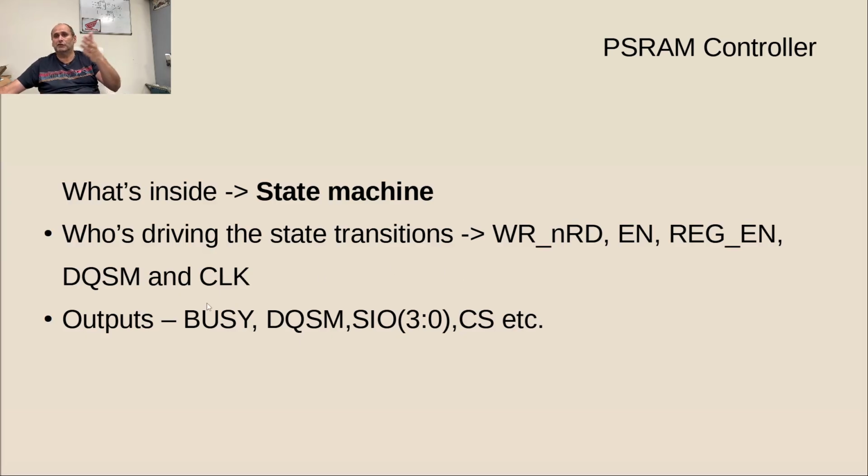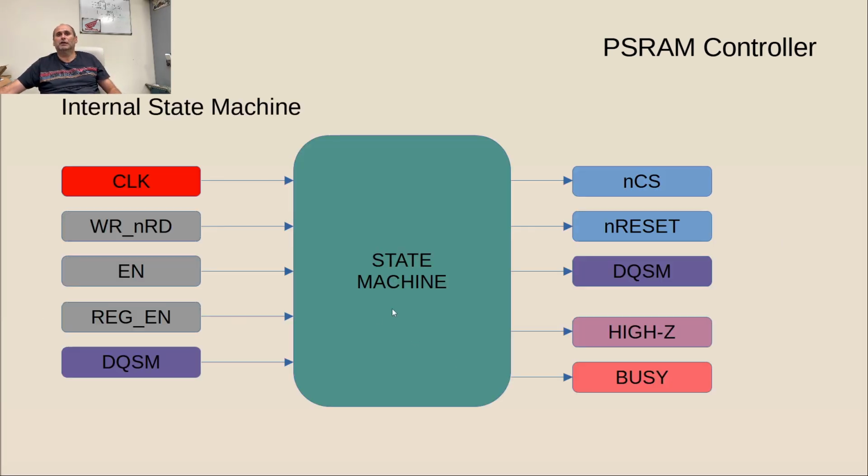Okay, so of course, the state machine needs to generate some outputs. We need to generate the busy signal. We need to generate the proper driving of the bus. We need to figure out if we read the DQSM or we write the DQSM, because it's bidirectional. We need to drive the chip select, reset, and all other signals. Okay, so this is the representation of the state machine, right? We have those inputs which move the state machine, and we have the outputs which are decoded based on the state we are in.